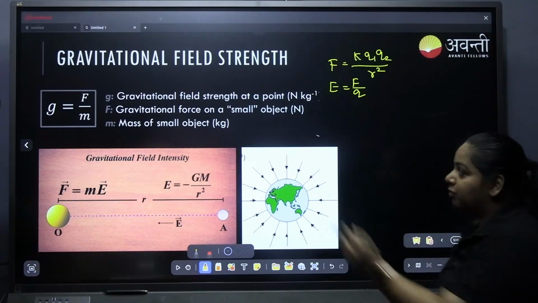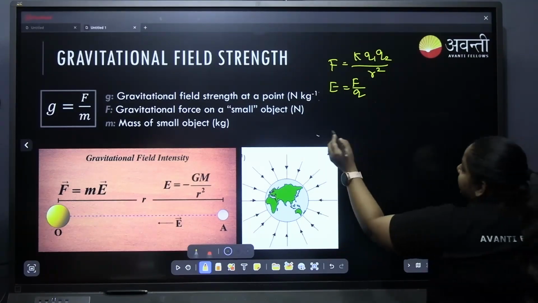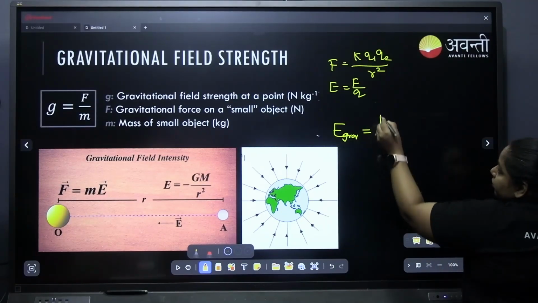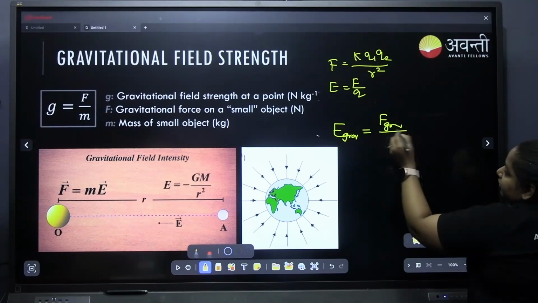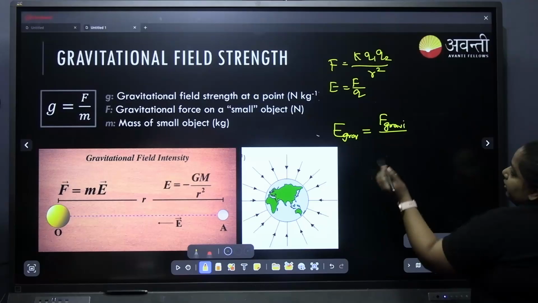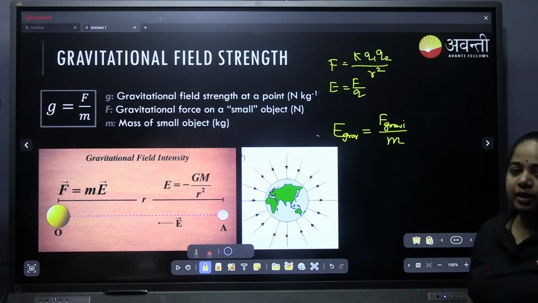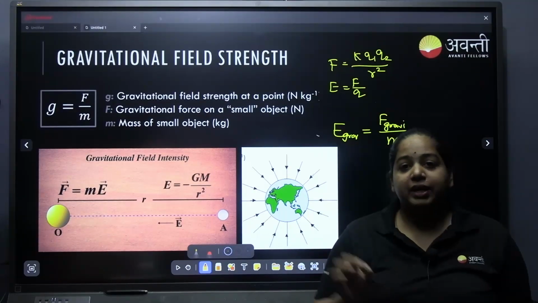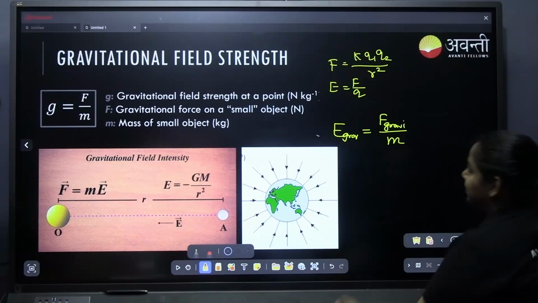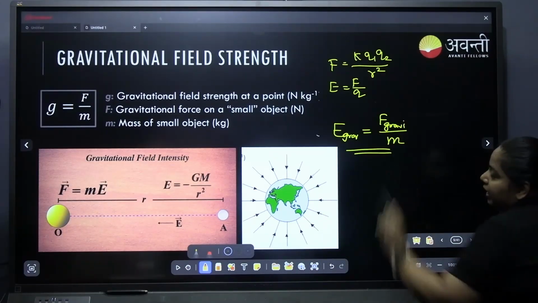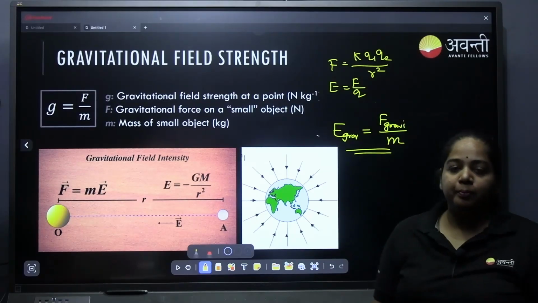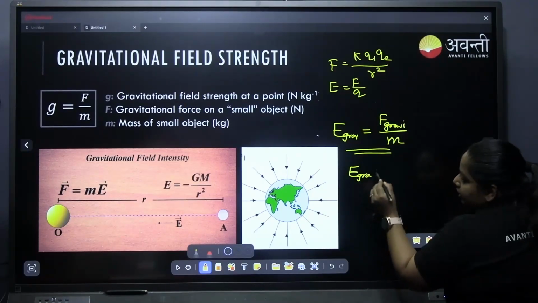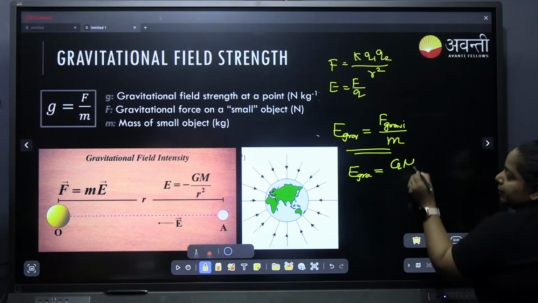If that is the case, what will be gravitational field? Gravitational field will be equal to gravitational force divided by mass. Which means gravitational field is the force experienced by a unit mass. Force experienced by unit mass is called gravitational field. Is that clear?